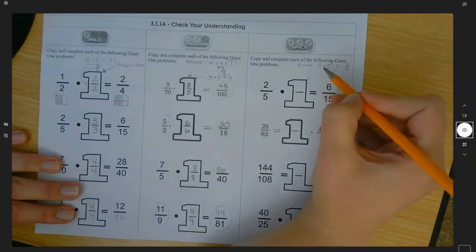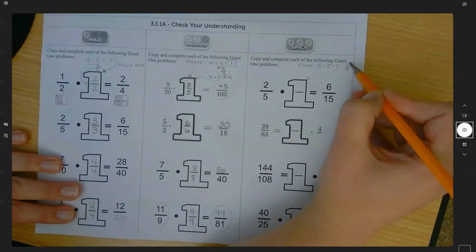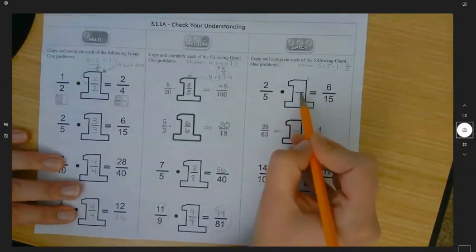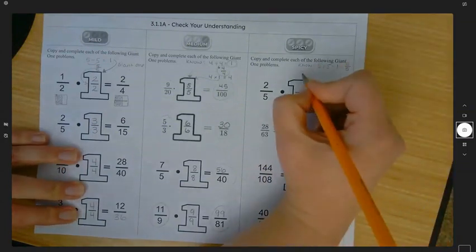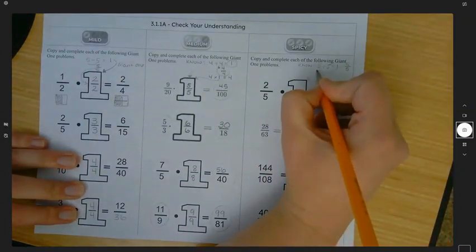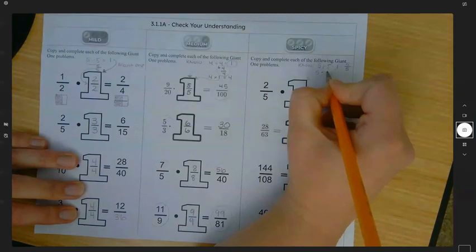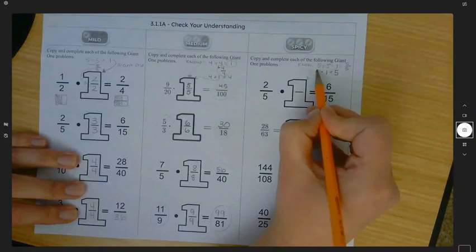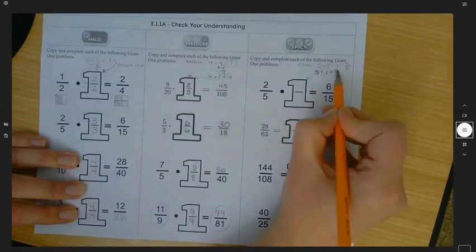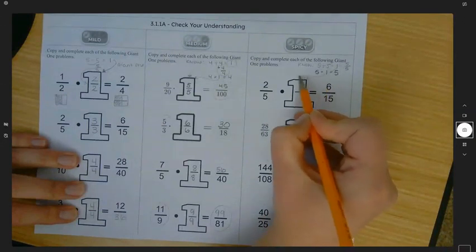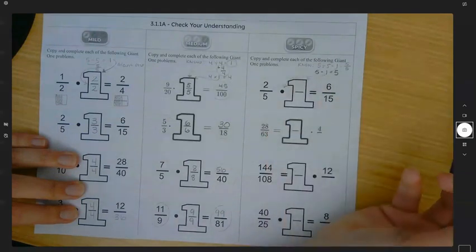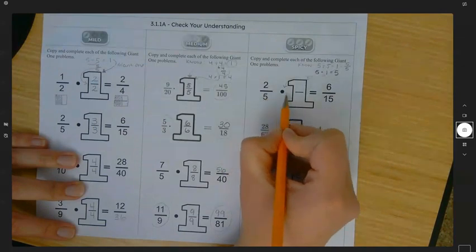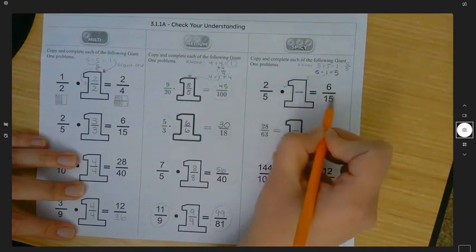So 5 divided by 5 can be written as 5 over 5, which shows up in this portion of our 1. And then the other thing that we know is any number times 1 is equal to itself. So it creates an equivalent amount, which shows up in multiplying by 1. So let's get started. We have 2/5 times 1 equals 6/15.